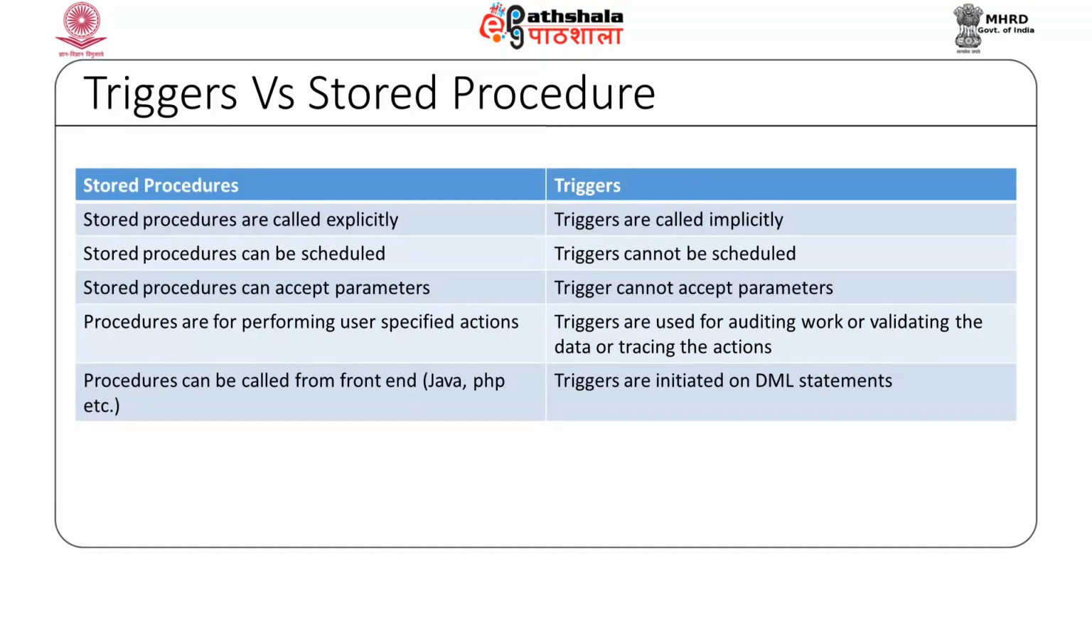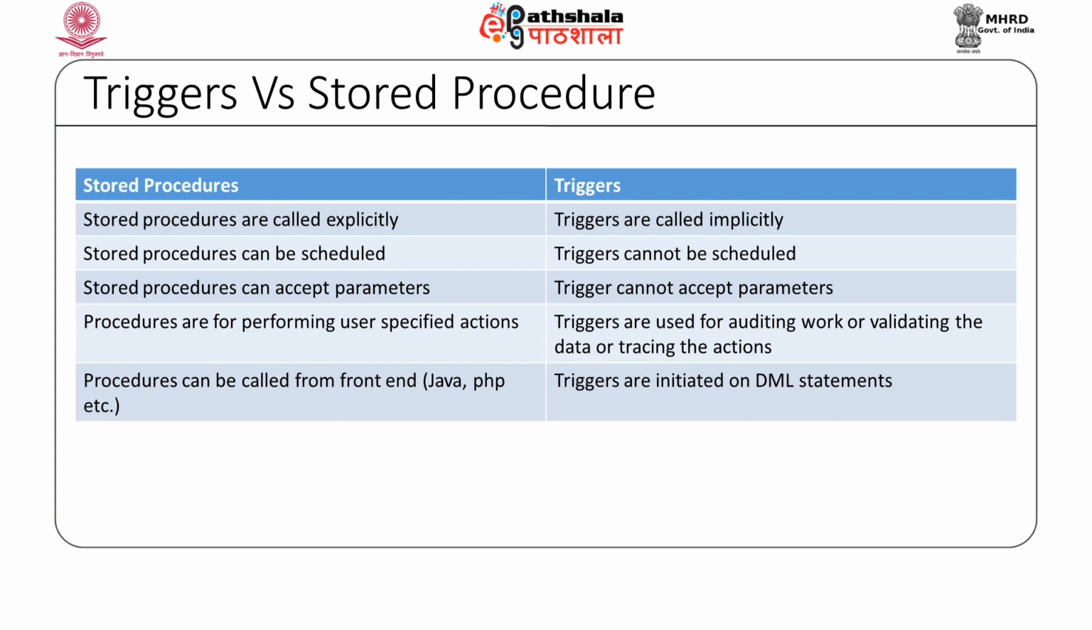As we said earlier, triggers are a type of stored procedure. So, let us have a quick look at the difference between a trigger and a stored procedure. Stored procedures are called explicitly, triggers as you know are called implicitly. Stored procedures can be scheduled, triggers cannot be scheduled. Stored procedures can accept parameters, triggers cannot accept parameters.